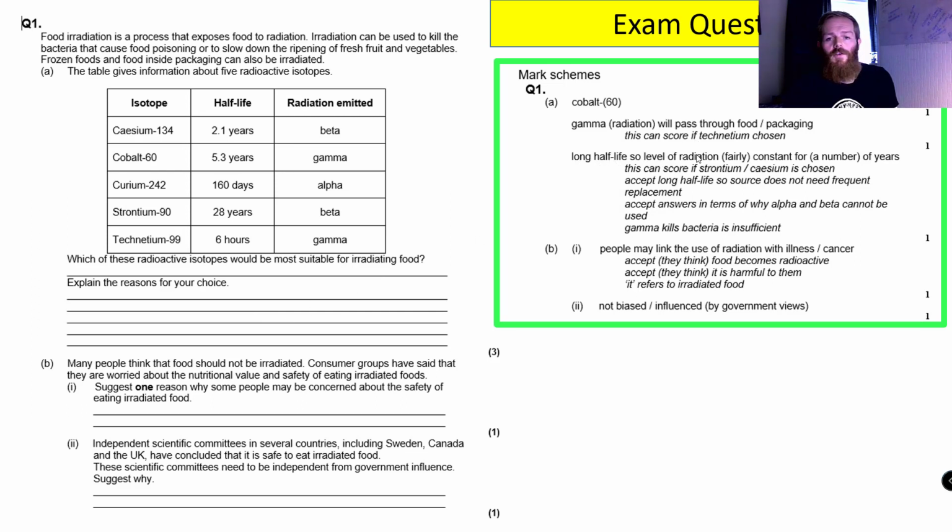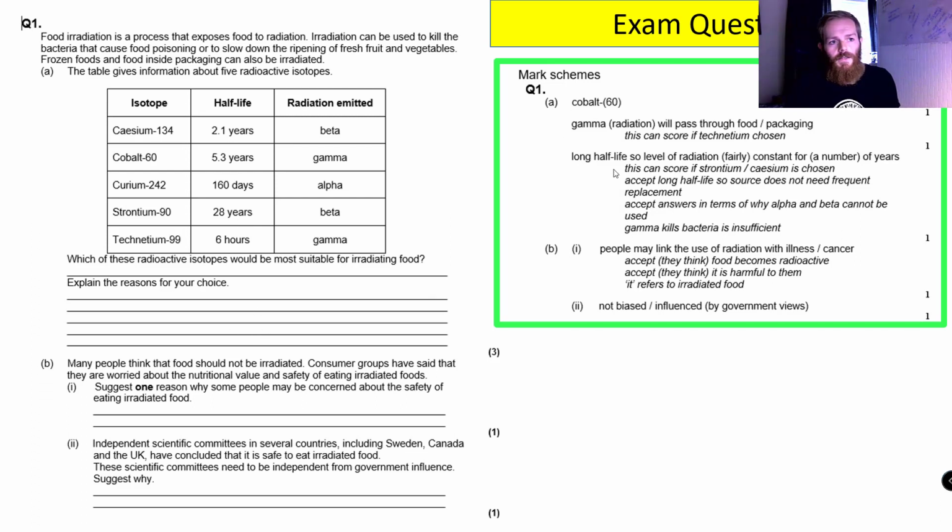So the level of radiation is, it says, fairly constant for a number of years. Okay, so you might have picked a different one and gone, oh yeah, I'm going to go for strontium-90 because it's got a really long half-life, so it'll last for ages. Great, your strontium-90 was the wrong choice, but your reason for choosing it was actually correct, so you can still pick up a mark there.